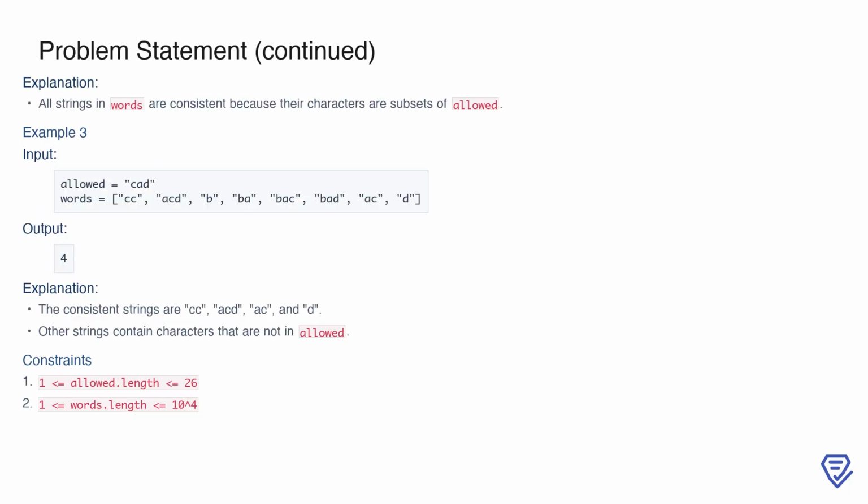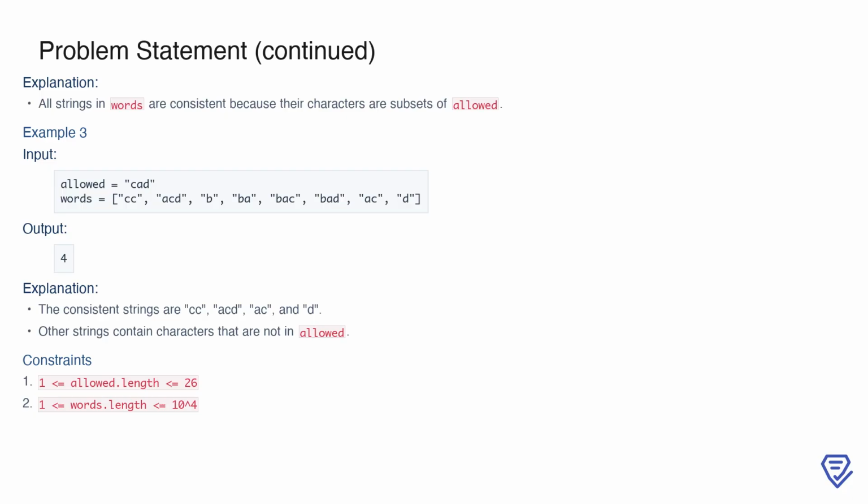Now, consider another example. In the second example, the input allowed is abc and the array words contains the strings a, b, c, ab, ac, bc, abc. The output is 7, as all 7 strings in the words array are consistent. This is because every character in each word is a subset of the characters in the allowed string abc.